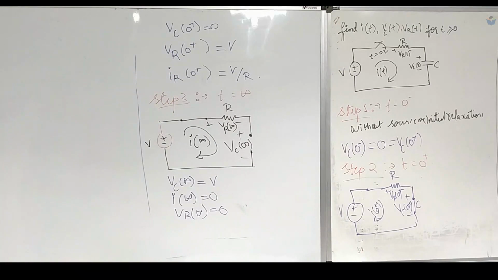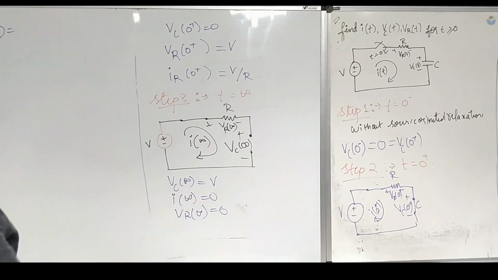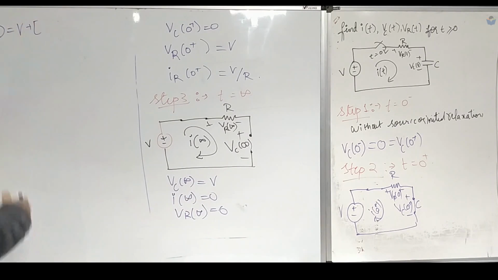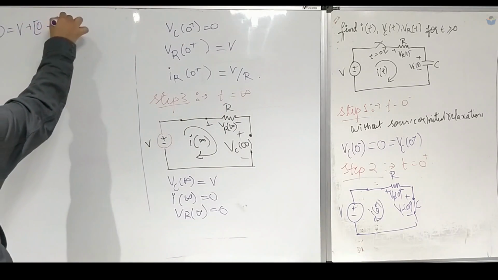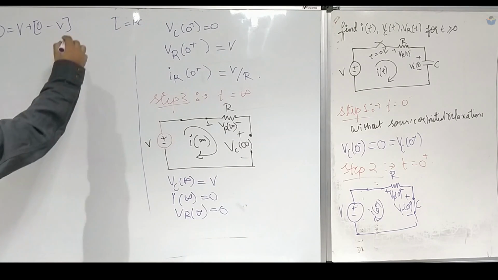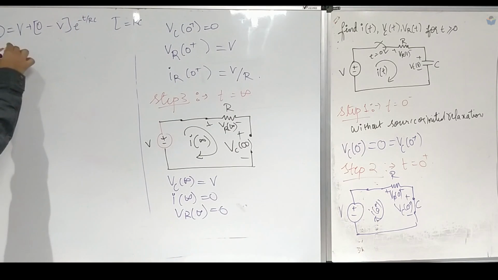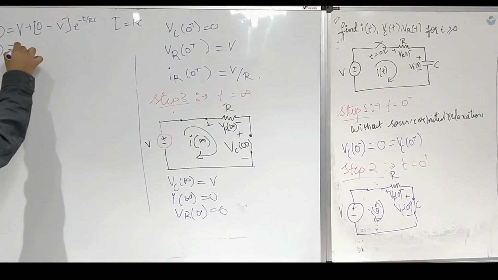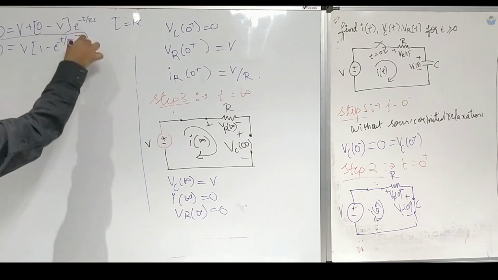So using the general formula, first we will calculate Vc of t. Okay, so Vc of t is the final value, that is Vc of infinite, equal to V, plus the initial value, which is equal to 0, minus V. Now it is an RC circuit, so tau will be equal to RC. So this is e to the power minus t by RC. Take V common, and it will be V times (1 minus e to the power minus t by RC). Okay, so this is one result.